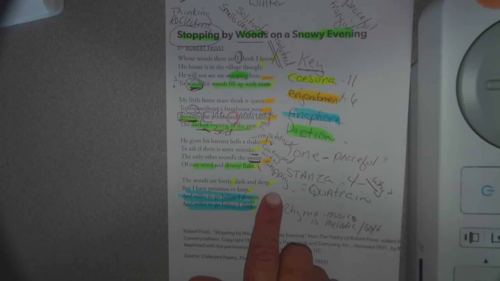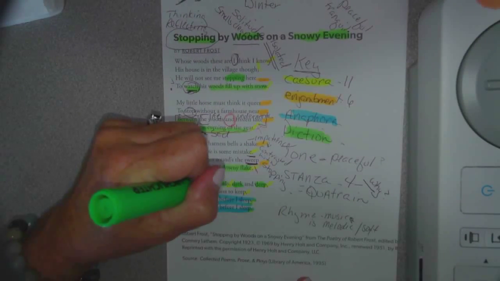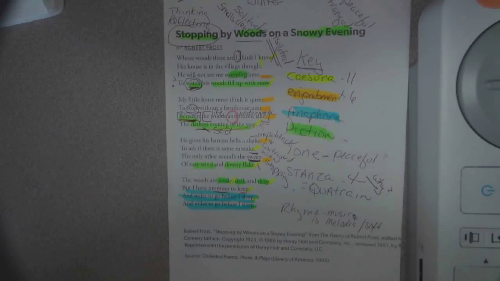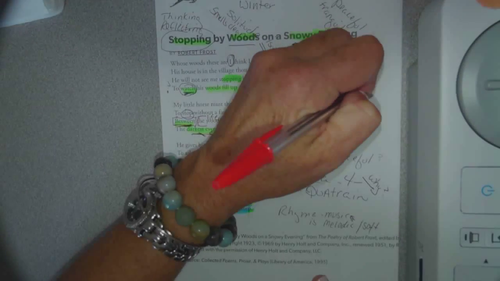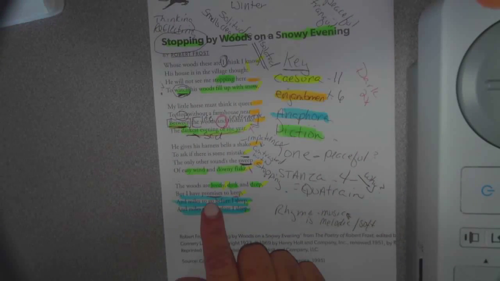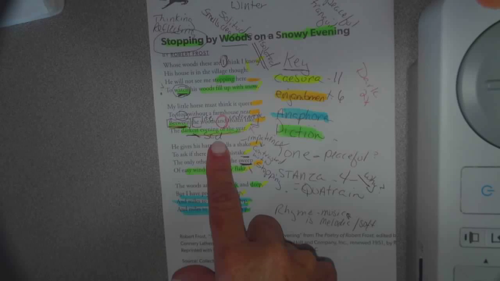And then down here, he says, the woods are lovely, dark and deep. Dark, deep, lovely. But I have promises to keep, and miles to go before I sleep, and miles to go before I sleep. So he repeats the word dark twice, okay? So I'm going to put up here dark 2 times, or darkness, okay?